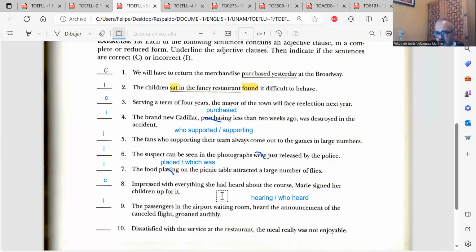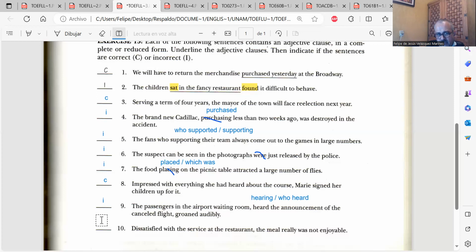A room which is used for waiting. Yes, a room which is used for waiting, or a room where people wait. And then cancel flight, a flight that was canceled. Yes, so it's always a reduction.